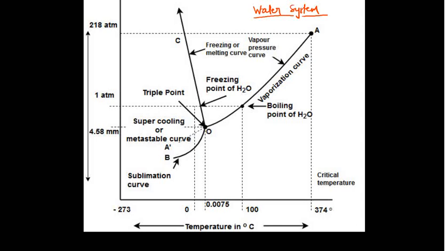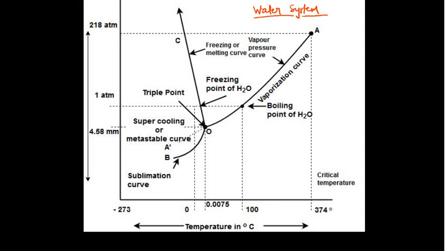If you focus on this particular graph, on the y axis you have the vapor pressure, and on the x axis you have temperature. Since the y axis has pressure and the x axis has temperature, these phase diagrams are generally PT curves or PT diagrams, pressure-temperature diagrams.